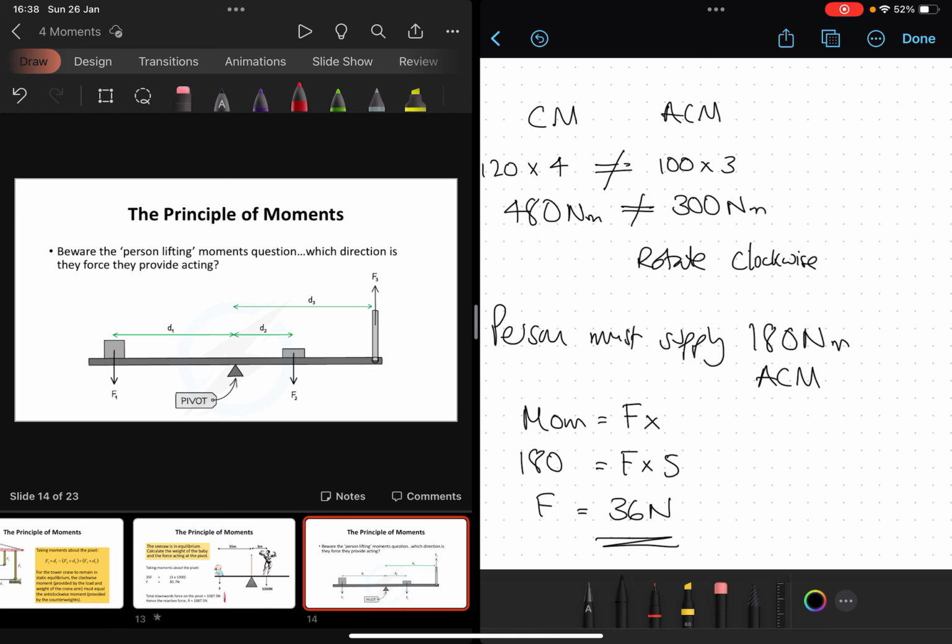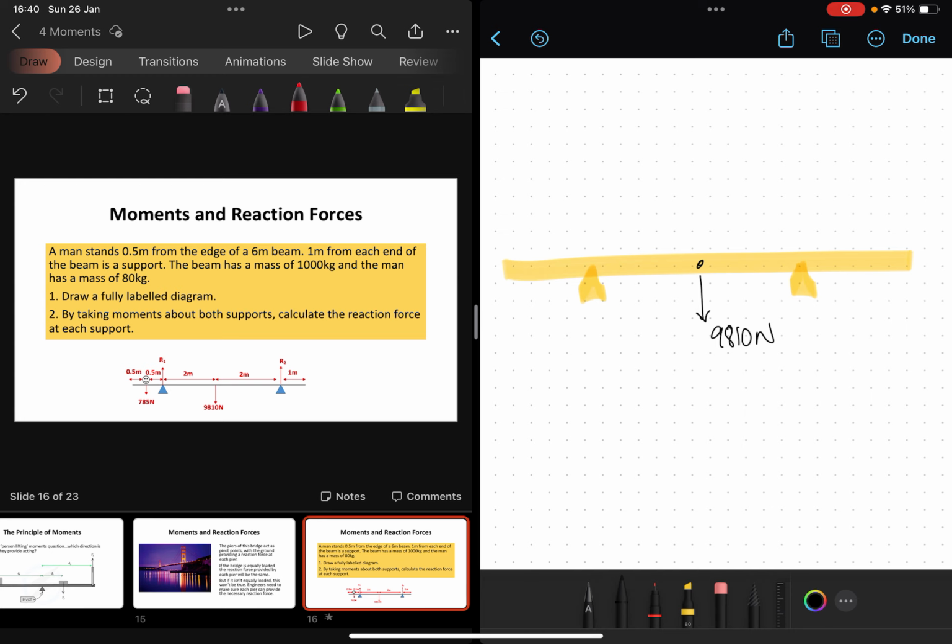Okay, I'm going to recreate that diagram for us. So there's the beam, there's your pivot 1 and there's your pivot 2. And we're told a number of bits of data. The first is that there is a 9810 Newton force acting from what looks like the center of the beam. That must be the weight of the beam. It is acting at the center of mass of that beam, which means it is 2 meters from that pivot and 2 meters from that pivot.